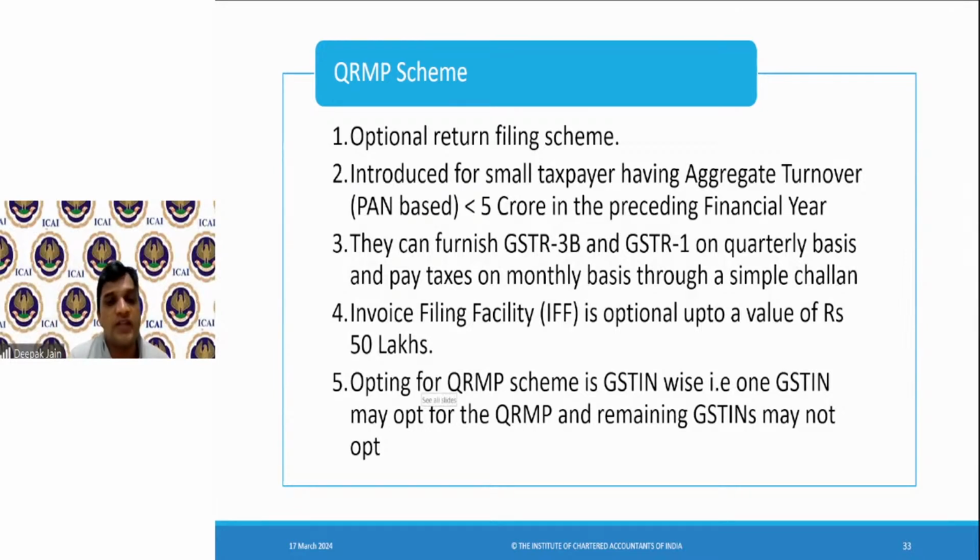Opting for the QRMP scheme is GSTIN-wise. Unlike the composition scheme, wherein if you opt for composition for one GSTIN, then for all your other GST registration numbers you have to opt for composition. That's not the case with the QRMP scheme. The QRMP scheme can be for each GSTIN. One GSTIN can opt for QRMP, and another GSTIN may not opt. So QRMP is GSTIN specific, not PAN specific.